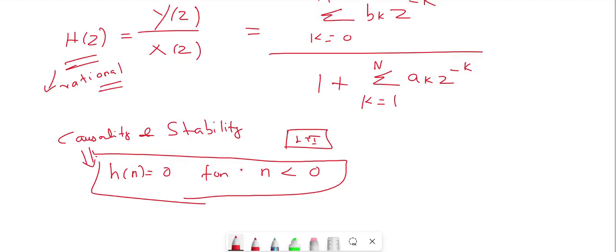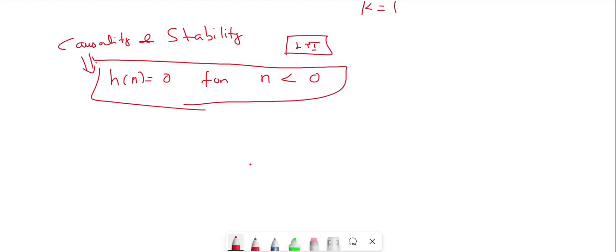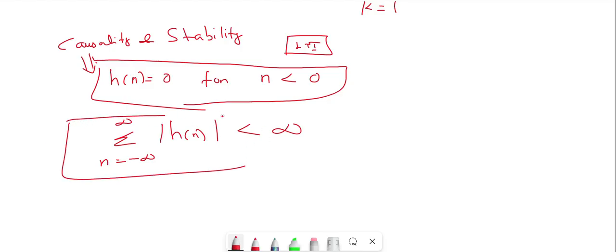For stability, the ROC of the system will be exterior to a circle of finite radius when the system is causal. So for stability, the summation of n equal to minus infinity to plus infinity of the magnitude of h of n will be less than infinity. This is for stability.